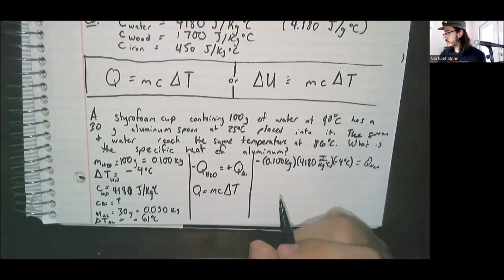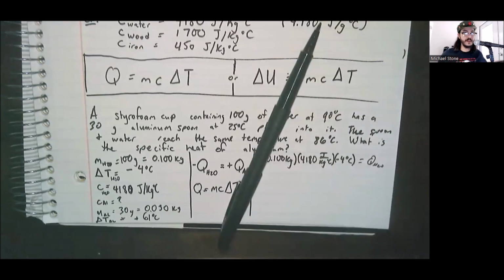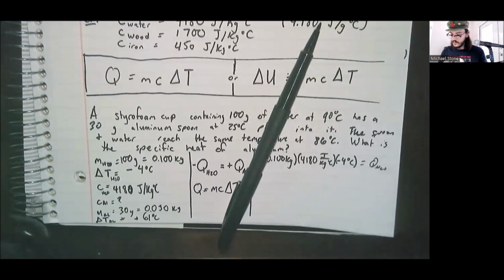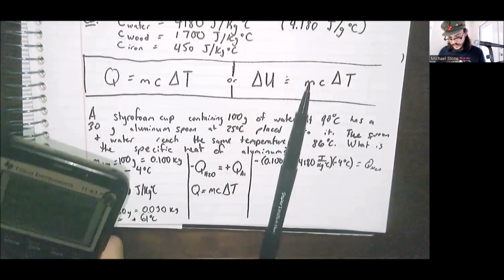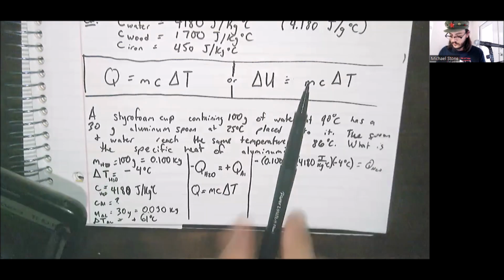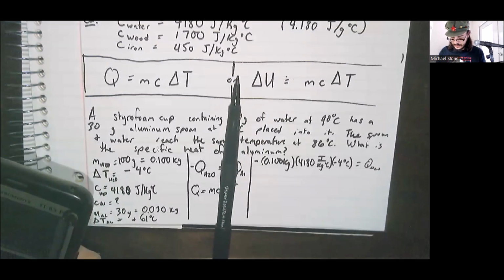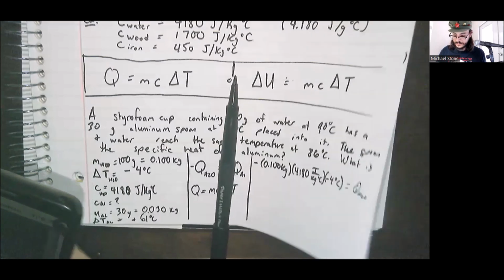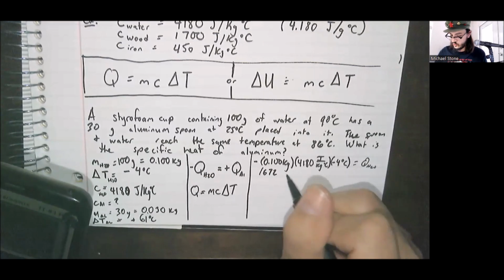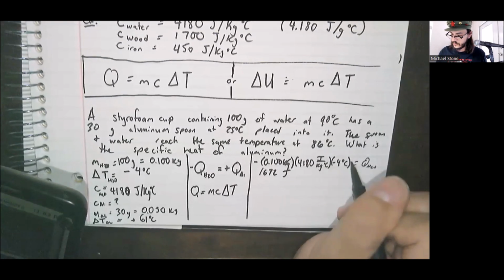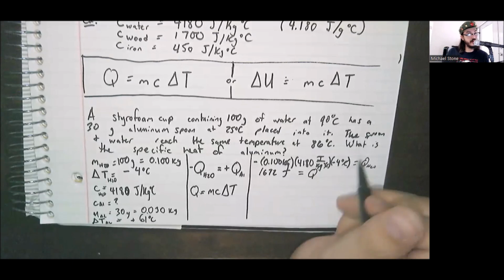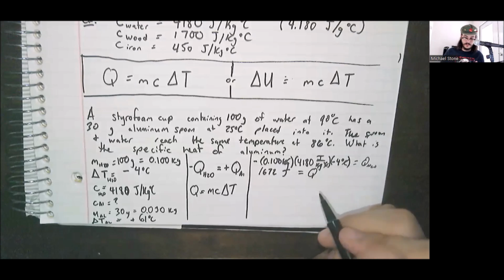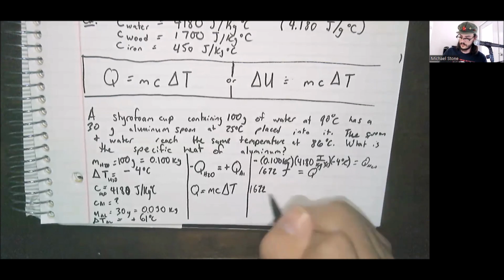But that ends up being, let me grab a calculator. I don't have this one pre-worked out. Negative 0.1 times 4180 times negative 4. 1672 joules, because kilograms and Celsius are in the numerator and the denominator, of heat going from one into the other. Again, assuming a perfect transfer.